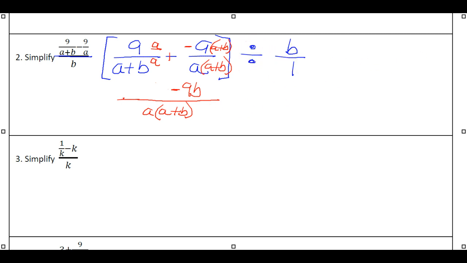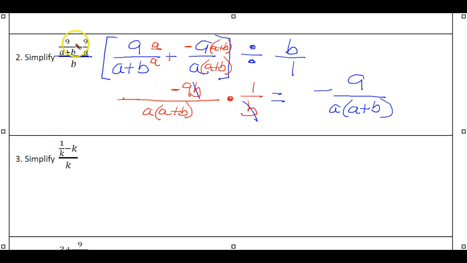to write the rest of it, but I'm going to change to multiplication and then flip this so it's 1 over b. Now I can cancel out my b's, and my final answer here is going to be a negative 9 over a times a plus b.